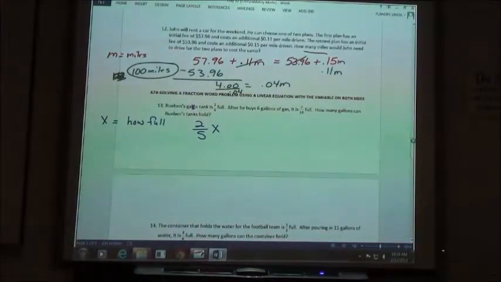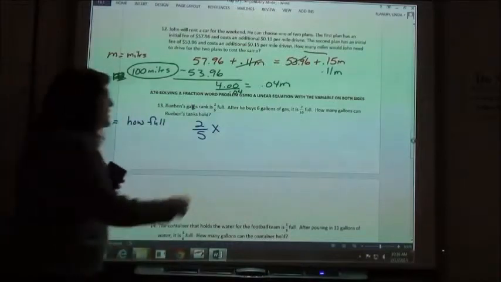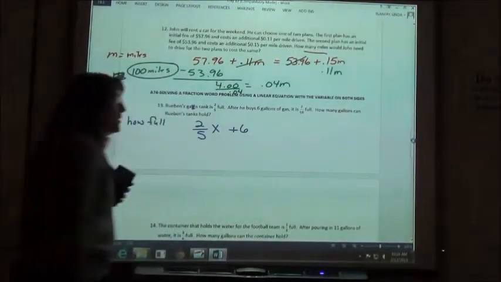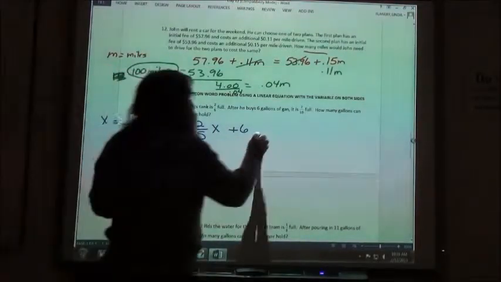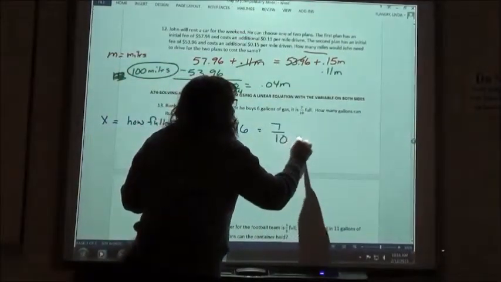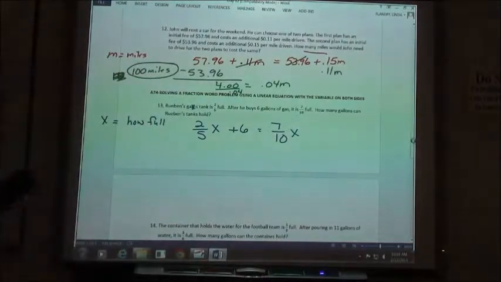Reuben's then going to buy 6 gallons of gas. If I buy 6 gallons of gas, I'm going to add 6 gallons to my tank. After he does that, the tank is 7/10 of the way full. So 7/10 times whatever the total is.